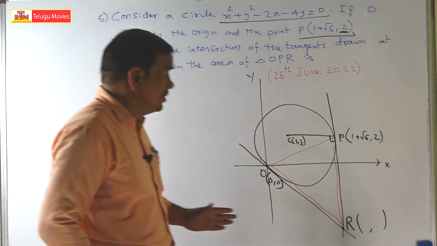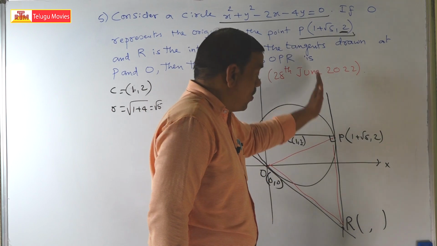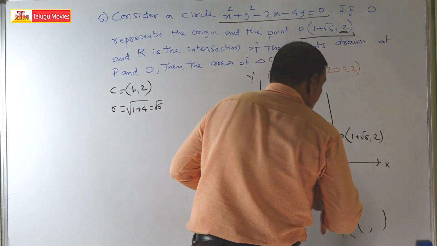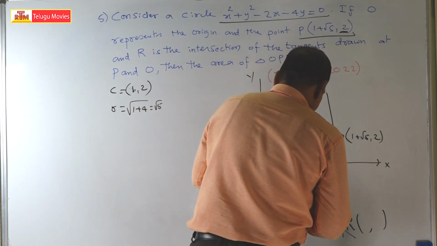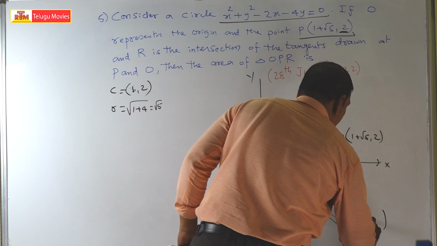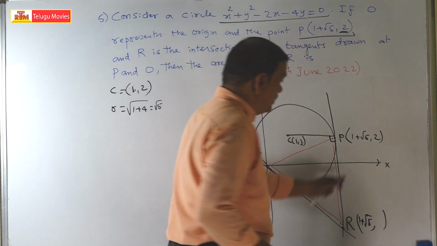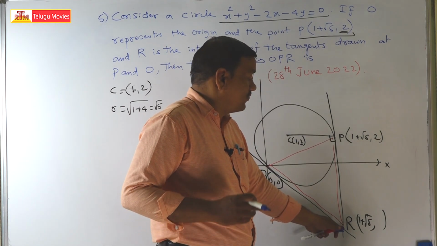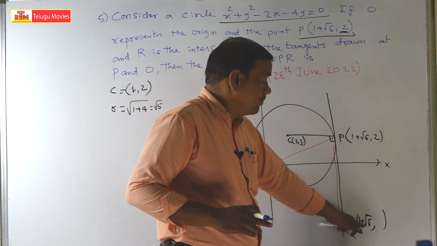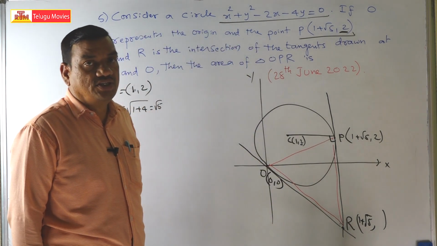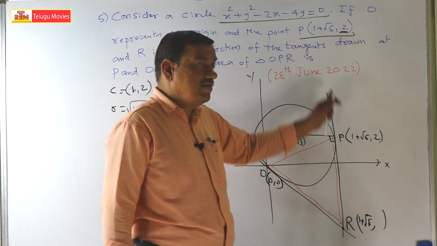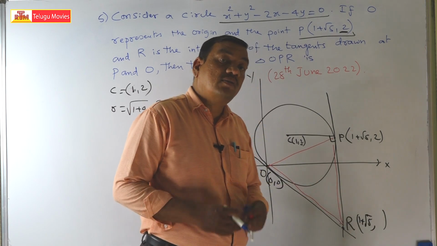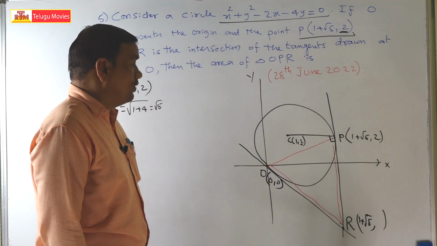If you observe, this is a vertical line. Therefore, immediately we can say the x coordinate is 1 plus root 5. The x coordinate of R is also 1 plus root 5. Understand? Very clear. Why? Since it is a vertical line. So if you find out the y coordinate, the problem is over. For that I will do one thing.